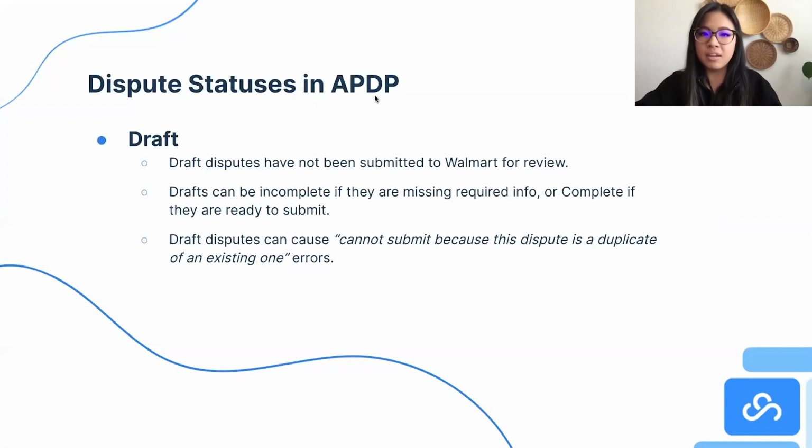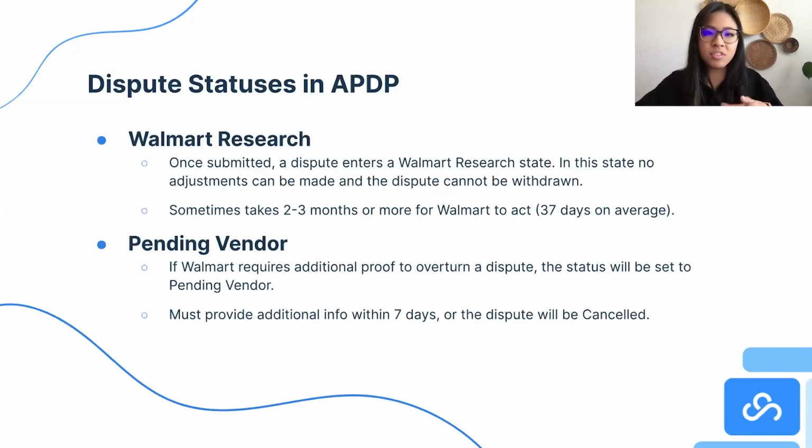Another example of the different statuses in APDP, you're going to have a draft status. Basically, this means that draft disputes are ones you've created in APDP, but you have not yet submitted them to Walmart for review. They can be incomplete if they're missing required info, or complete if they are ready to submit. Draft disputes can also cause errors, essentially "cannot submit because this dispute is a duplicate of an existing one." What that means is you can only have one draft per claim line in APDP. So if you're getting errors trying to dispute something, we'd recommend just checking your drafts and making sure you haven't already created one.